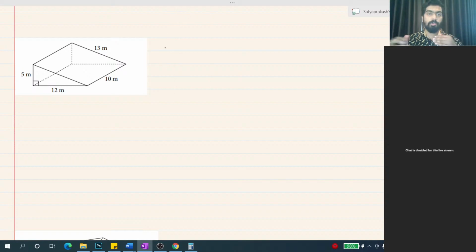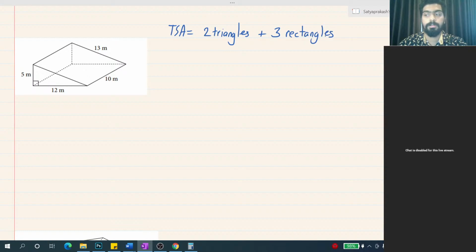So again, in this triangular prism, we have 2 triangles and 3 rectangles, right? So in order to find the total surface area, we are going to find the area of 2 triangles plus 3 rectangles, okay? Alright guys, so again, the triangle, I'm going to call it the front and the back. So let me find the area of 2 triangles.